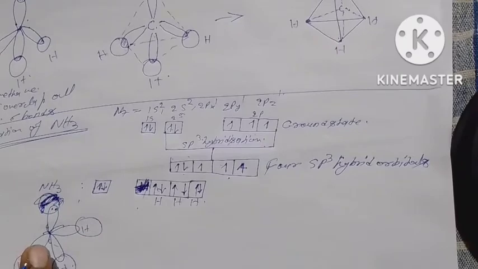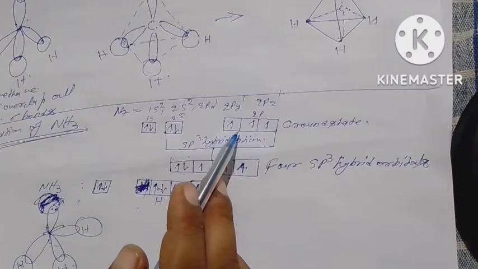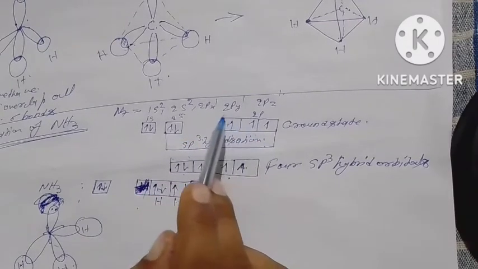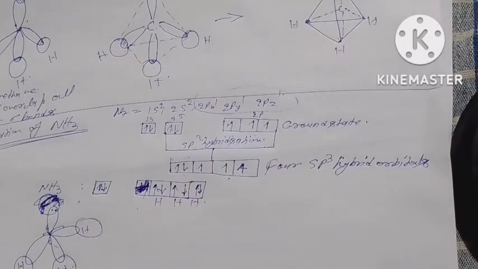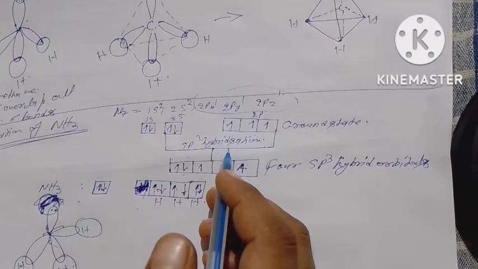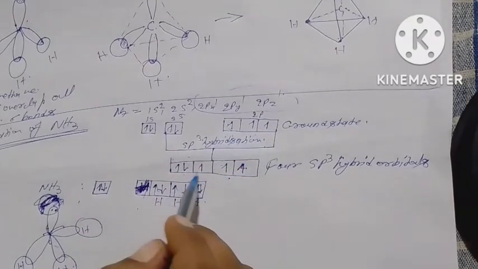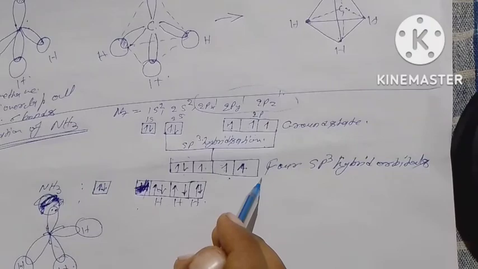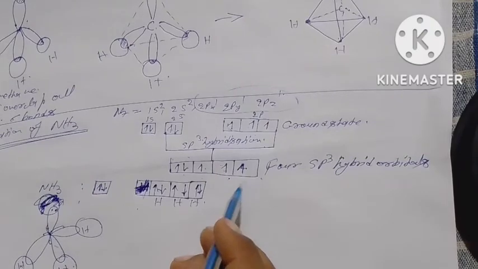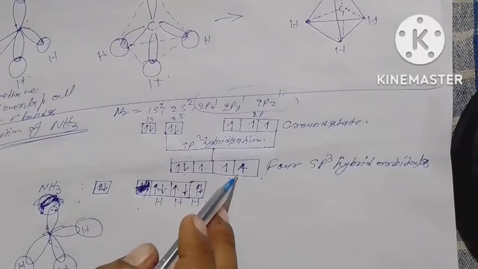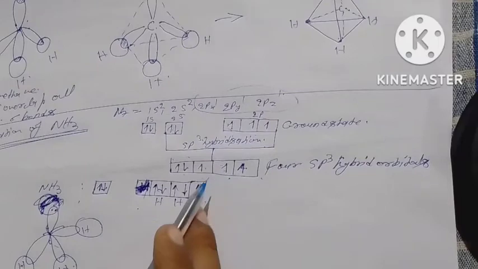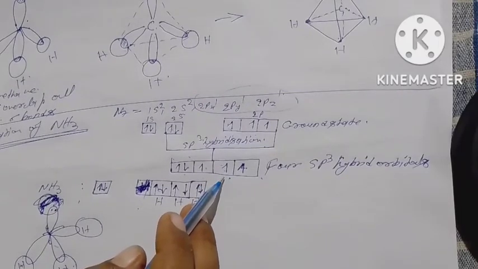One 2s and three 2p orbitals, because in p there are three orbitals. Then the one 2s and three 2p orbitals of the nitrogen atom hybridize to form four sp3 hybrid orbitals. One hybrid orbital contains a lone pair of electrons and the remaining three contain one electron in each hybrid orbital.